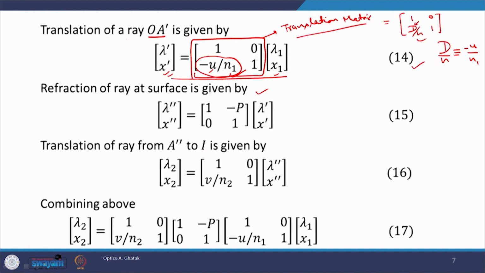Now, for the second case, for refraction, we will relate lambda double prime and x double prime with lambda prime x prime with a refraction matrix. This is your refraction matrix. And here P is the power of the refracting surface, element P is the power of the refracting surface.